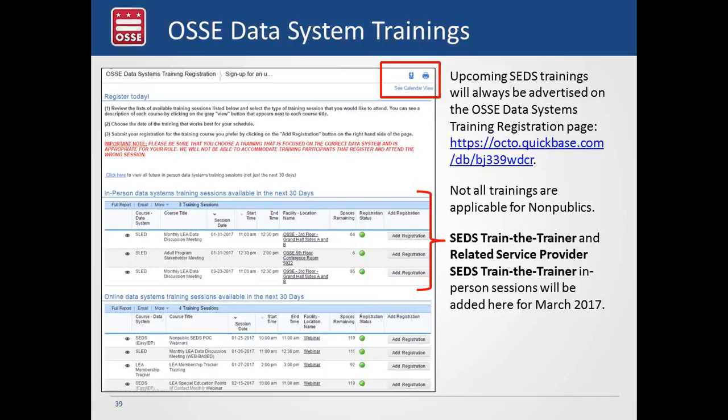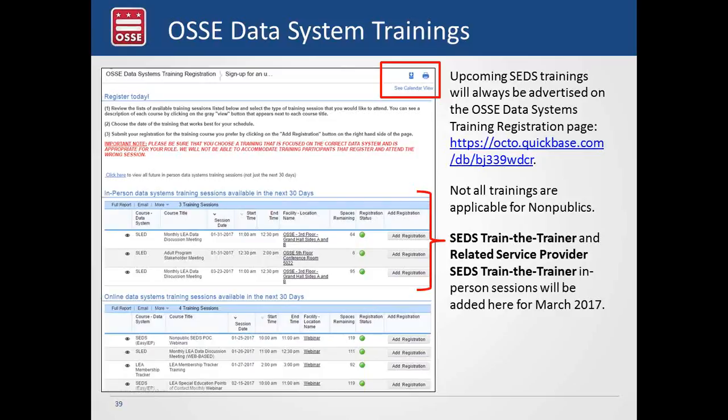Now, to find out about upcoming trainings, there is a Data Systems Training Registration page. This is where you will see trainings such as SEDS Train the Trainer and a special type of SEDS Train the Trainer for related service providers. There will be some trainings held in March, and this is where the registration links will be added. So be sure to check out this page as it gets closer to March.